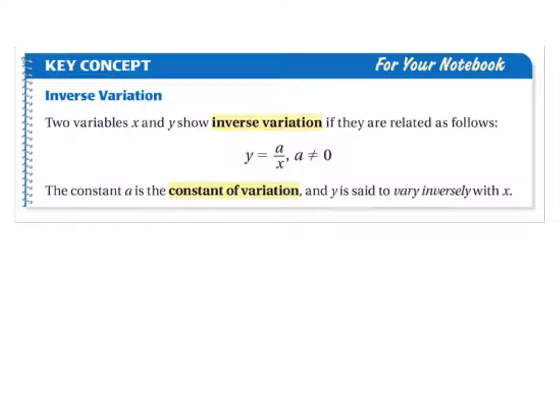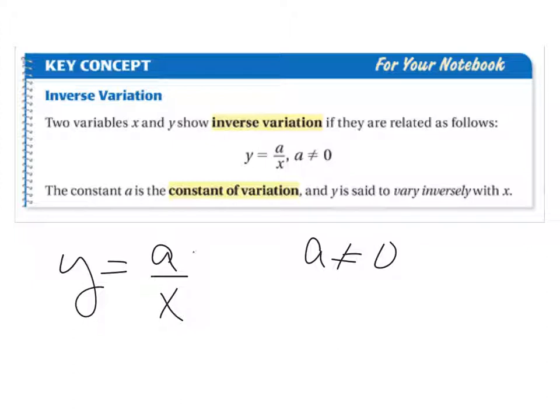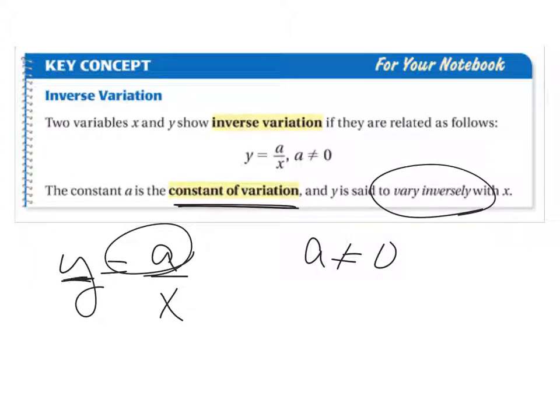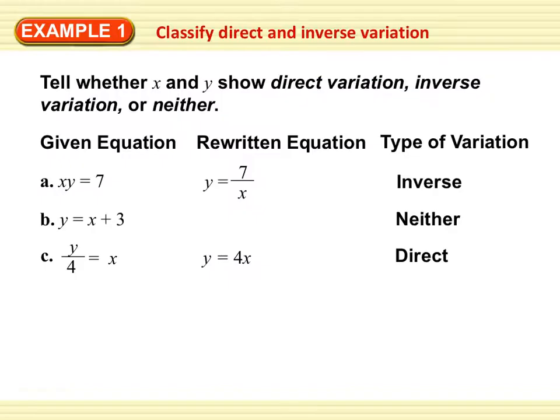All right, so let's look at a key concept for this chapter. Two variables x and y show inverse variation. We just went through two examples where it's direct. Now it's inverse. If they are related as follows: y equals a over x. A cannot be 0. The constant a is the constant of variation, and y is said to vary inversely with x. See how y is at ground level and x is in the basement? That is our inverse variation.